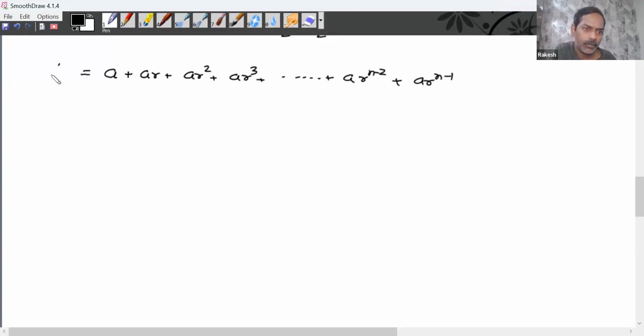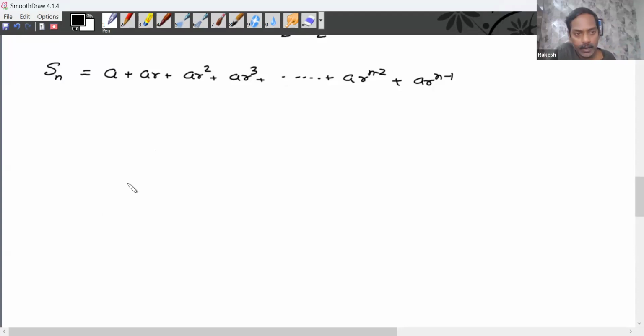Let us assume that this is equal to Sn, which is the sum of the first n terms in a geometric progression. What I'm doing here is deriving a formula so that if I know the values of a, r, and n, we can directly substitute there and get the sum of any geometric progression. So what I'm doing here is multiplying this equation with the common ratio.